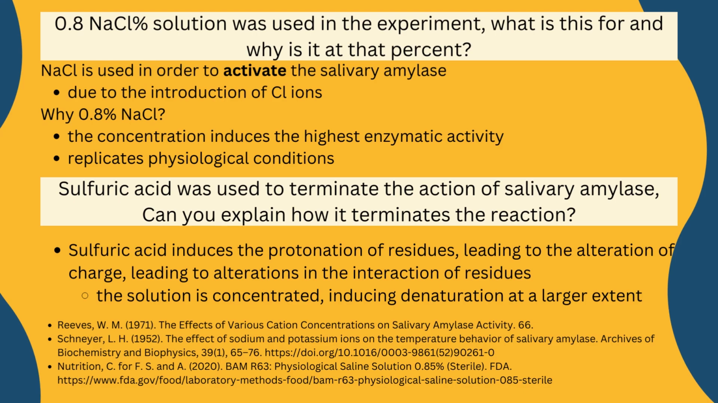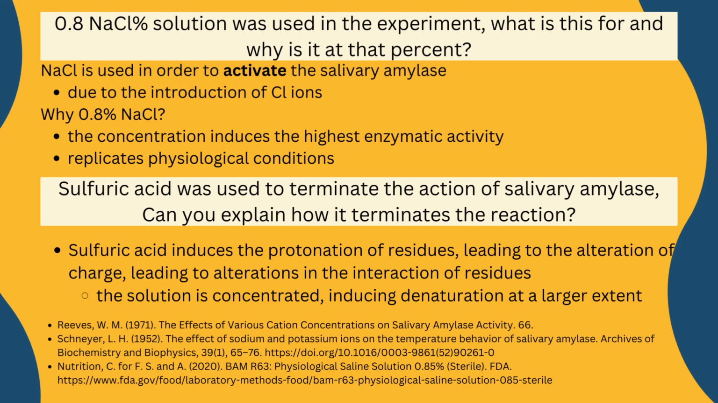Why did we use 0.8% NaCl solution for the dilution of human saliva? So NaCl is used in order to activate the salivary amylase. But what exactly activates the salivary amylase? It is due to the introduction of Cl ions. So why 0.8? The 0.8% is the concentration that induces the highest enzymatic activity. It also replicates the physiological conditions.